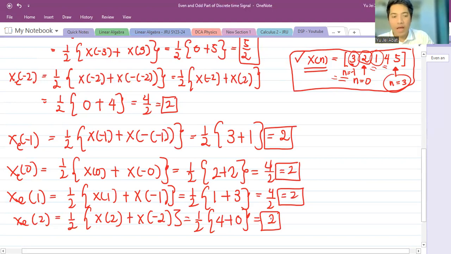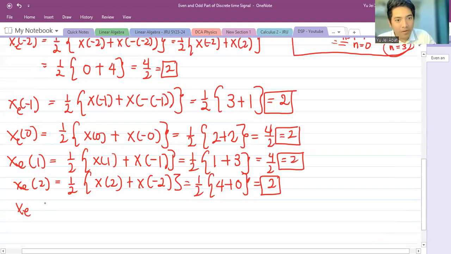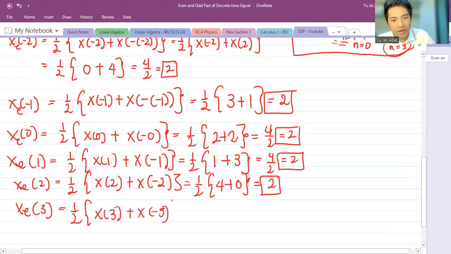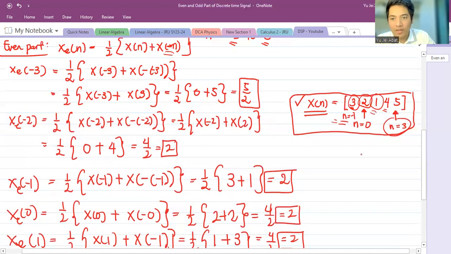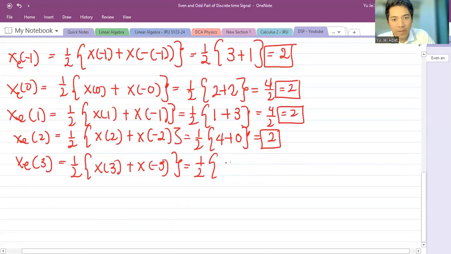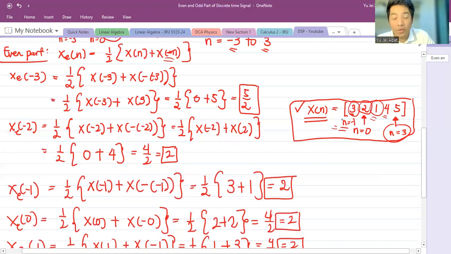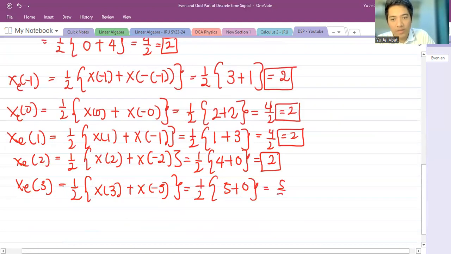Okay. And lastly, we have the even part at n equals 3. So you have 1/2 [x of 3 plus x of the negative 3]. So we have x of 3, that's 5, plus x of negative 3, we don't have. So that's 0. So we end up with 5/2. So now we have completed the even part.